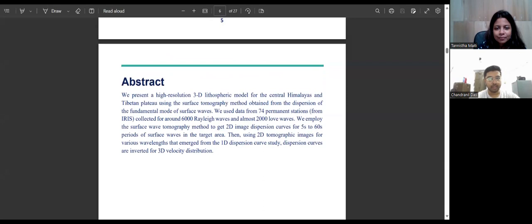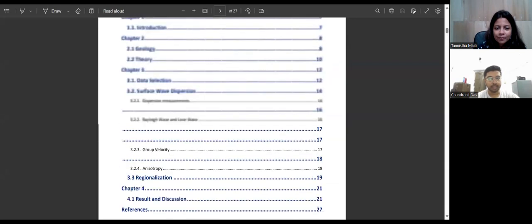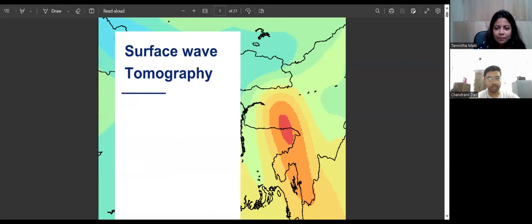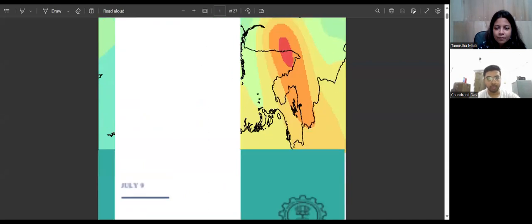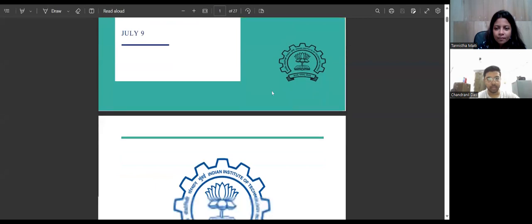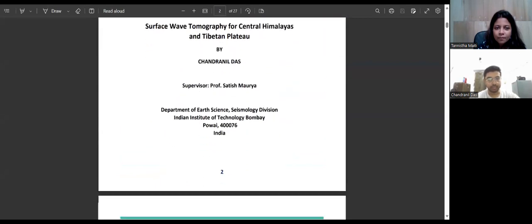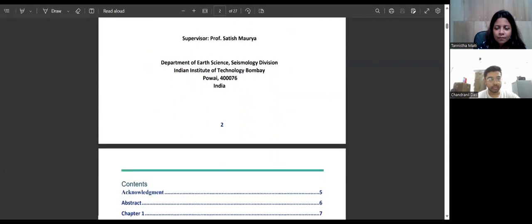From the very beginning, I would like to say that it's a surface wave tomography, which I underwent this previous summer at IIT Bombay. My guide was Professor Satish Moria. Here are the contents of it.